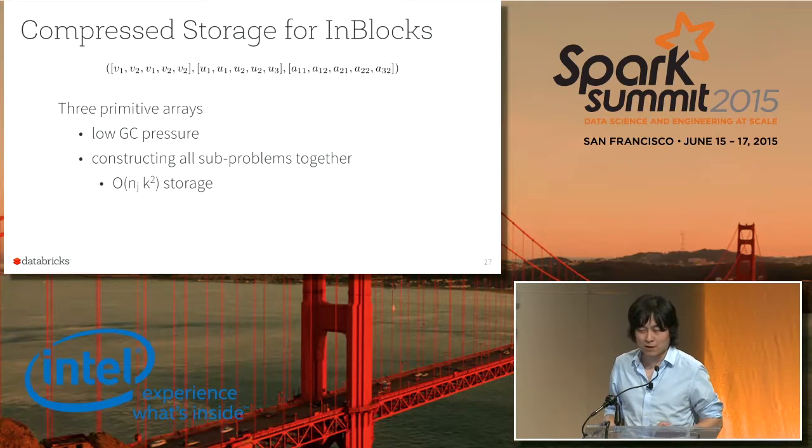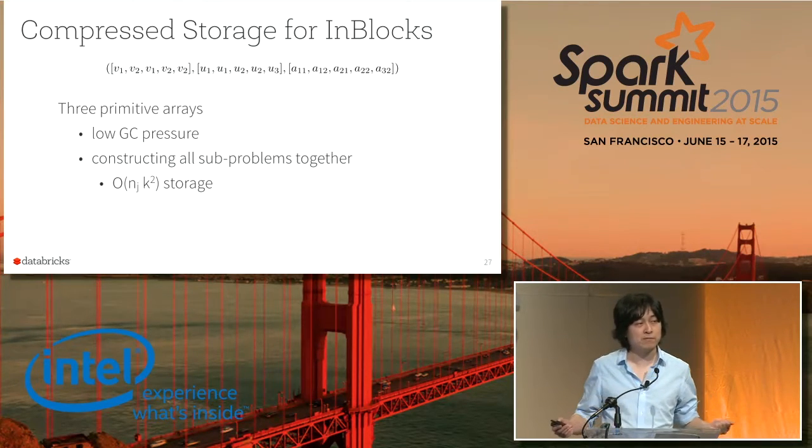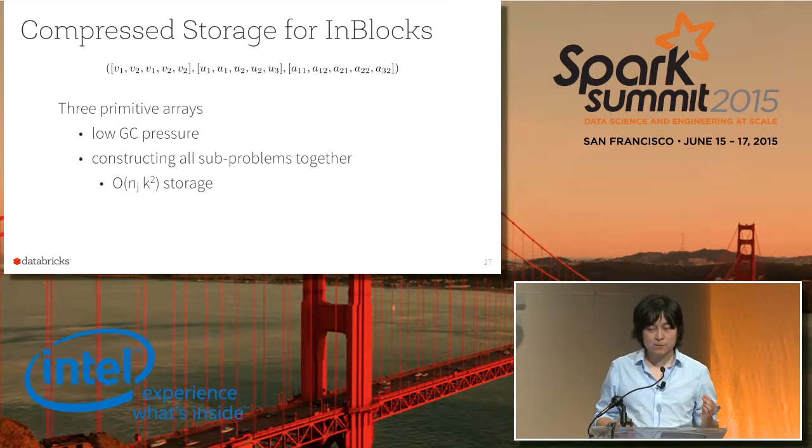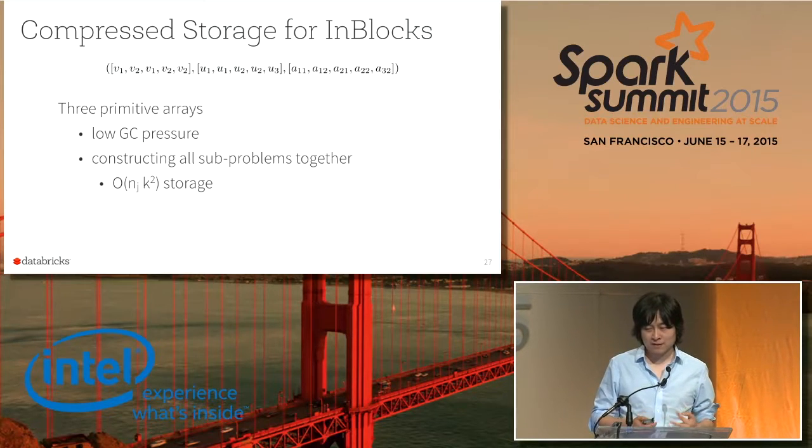So then, let's switch to 3 primitive arrays. The first array is just item IDs, and then user IDs, then ratings. In this way, we only have 3 objects. Then we can really lower the GC pressure.